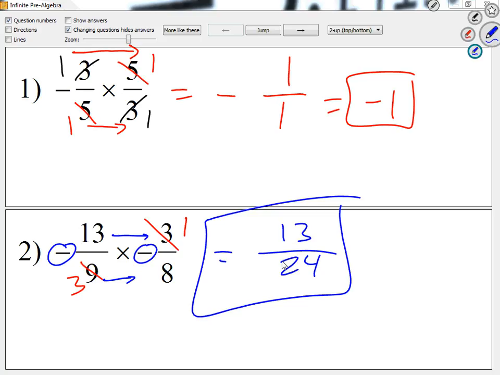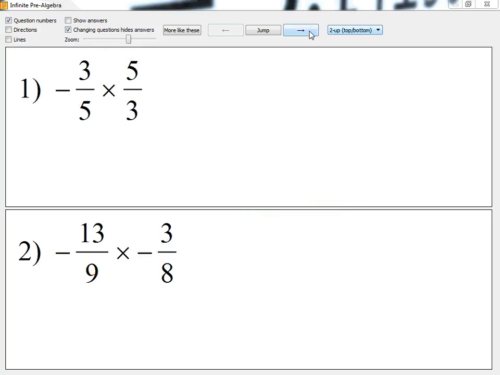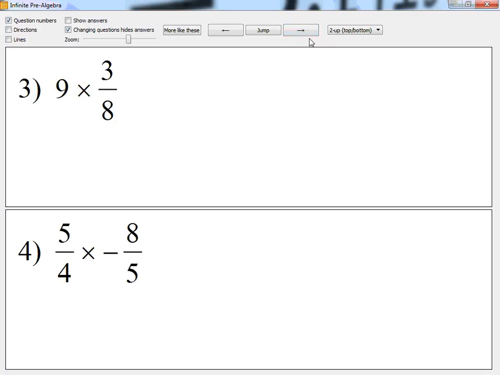Once again, for multiplication, simplify first, and then multiply across. If you don't simplify first, and you just go 13 times 3, and at the bottom 9 times 8, you have 39 over 72, which simplifies to 13 over 24. You can simplify it at the end, but you're just dealing with bigger numbers. So that's why I said first, simplify, and then multiply.